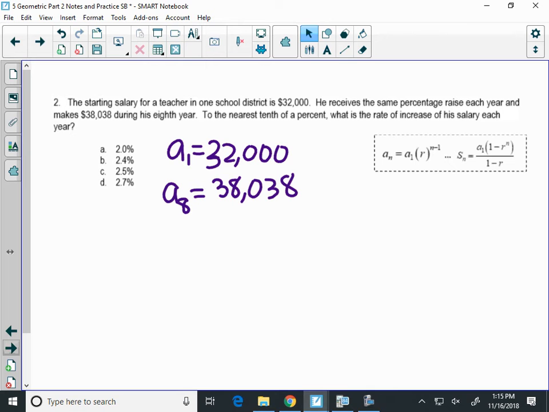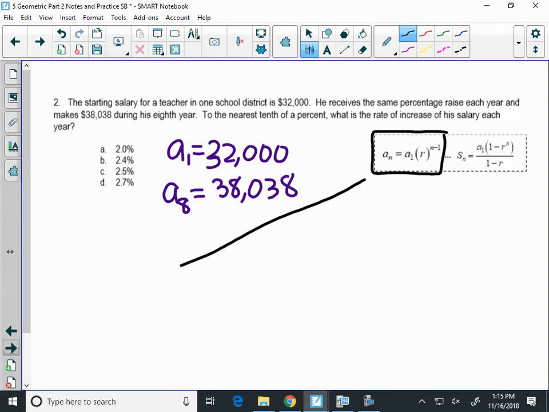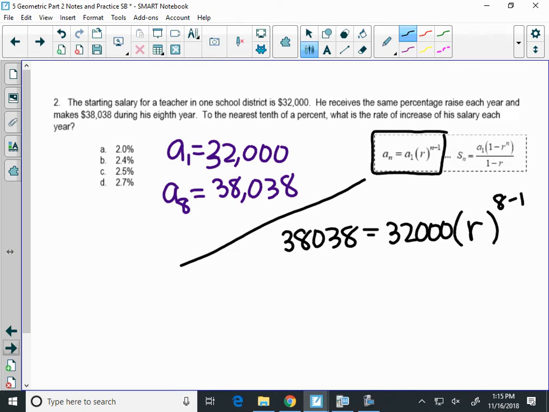So let's set up what we know. This is still a sequence formula. I'm not finding a sum, I'm just trying to find the rate of percent change. Okay, so we know A sub 8, so what should go in for A sub n? 38,038. And that equals your starting amount times, we don't know r, to the n, which is 8 minus 1. Now, where would you start to solve this for r? Divide by 32,000. Okay. So divide by 32,000.